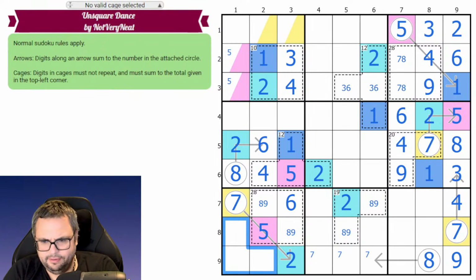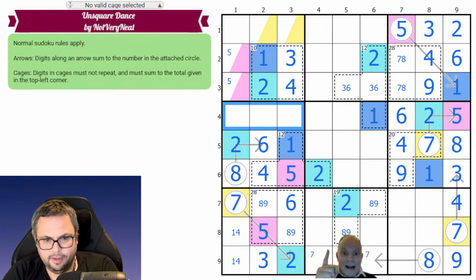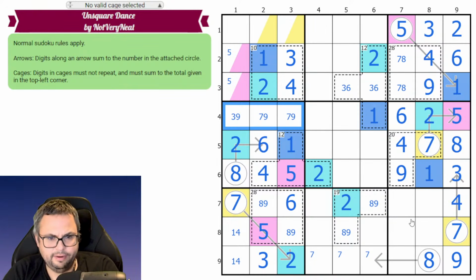Okay, what is left in this box is probably worth writing down. Apparently that cell is uniquely a 3. These are a 1, 4 pair, apparently. What about this box? 3, 7, 9, huh? Those are a 7, 9, though, so that one's the 3.